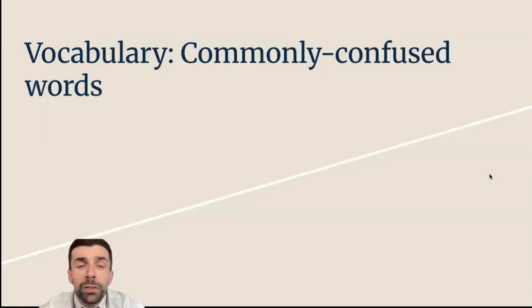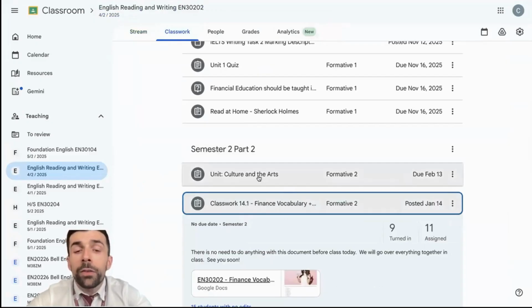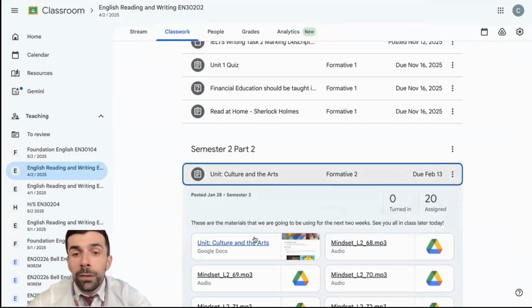Let's now turn our attention to the next point which comes up on the exam, which is commonly confused words. These words are first introduced in our unit on culture and the arts.